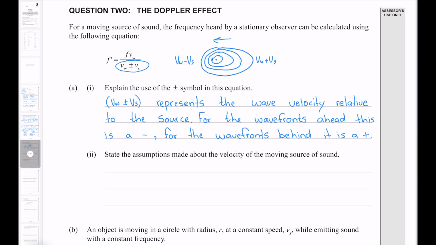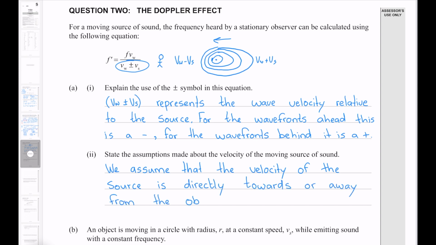State the assumptions made about the velocity of the moving source of sound. So our assumption in this case is that the velocity of the source is directed completely towards the observer. In other words, we're assuming that the velocity of the source that we're using is the relative velocity between the observer and the source. We assume that the velocity of the source is directly towards or away from the observer.